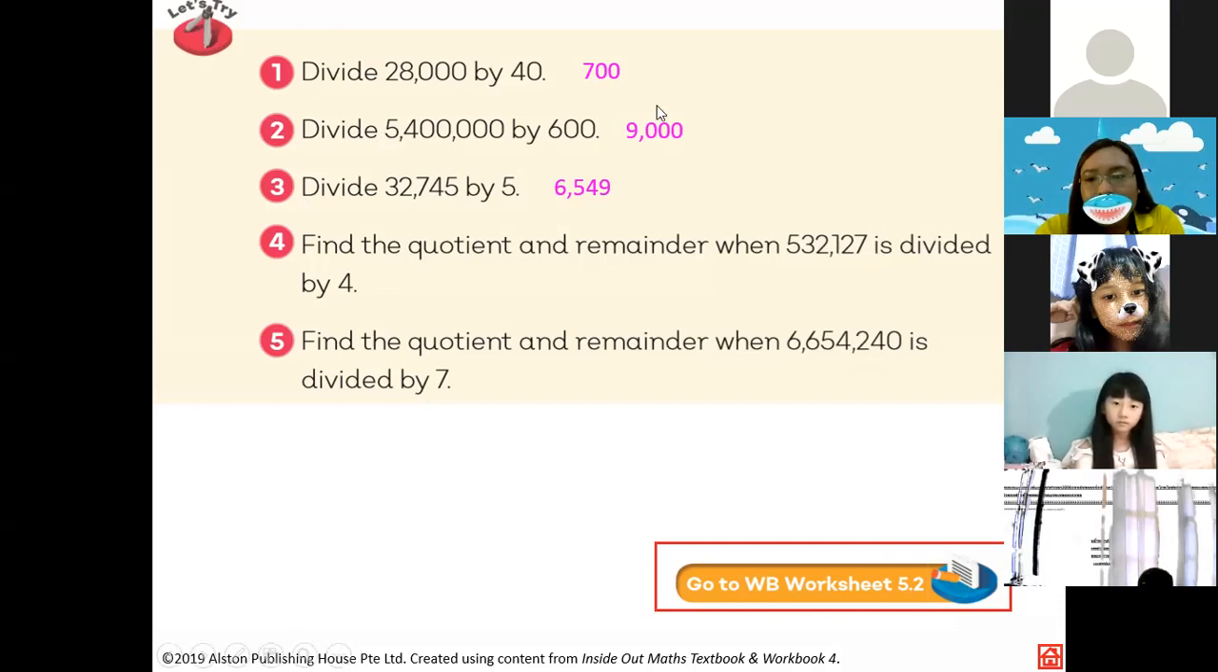Number 4, Pete. Find the quotient and remainder when 532,127 is divided by 4. Again, find the quotient and remainder when 532,127 is divided by 4. Pete, what's your answer? 9,000. Again, 9,000. Number 4, 9,000, it's wrong.